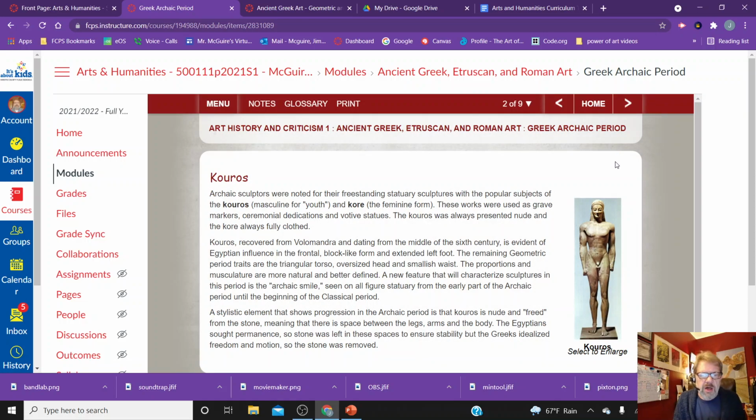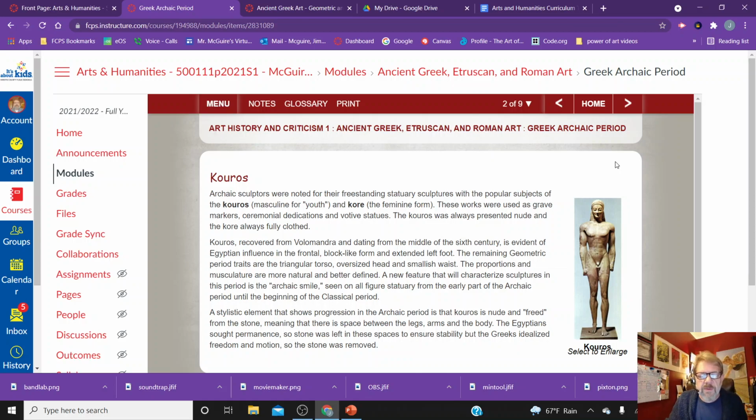Kouros. Archaic sculptors were noted for their freestanding statuary sculptures of the popular subjects of the kouros, masculine for youth, and kore, the feminine form. These works were used as grave markers, ceremonial dedications, and votive statues. The kouros was always represented nude, and the kore figure always clothed.